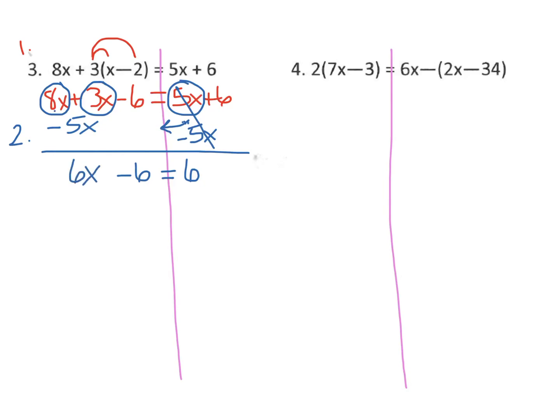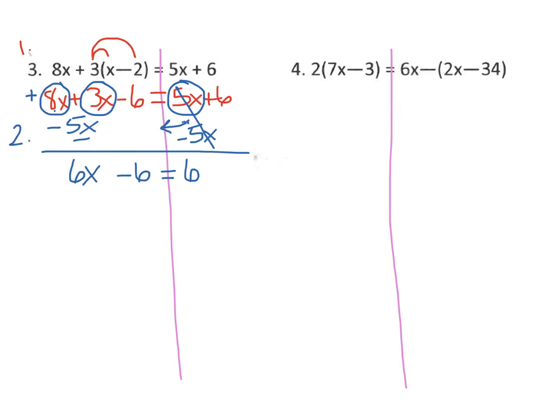So I moved the variable term from the right to the left. Then all 3 of my variable terms were together on the left-hand side, and whatever their signs were, I kept them the same at that point. So a positive 8x, a positive 3x, and a minus 5x. And I put all those together, and it gave me 6x.